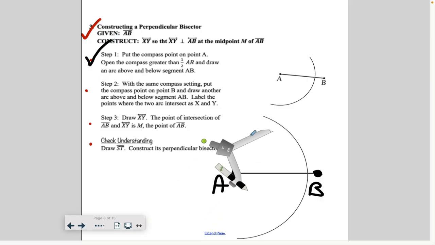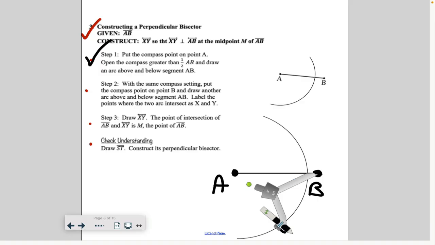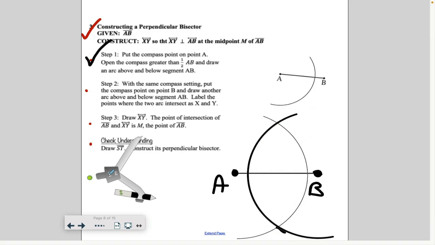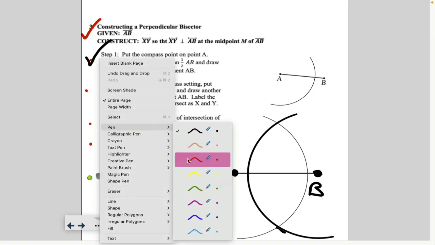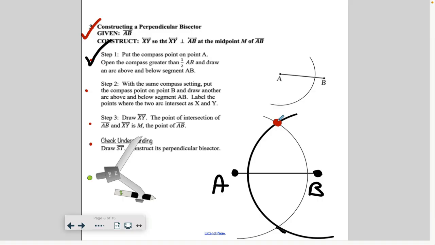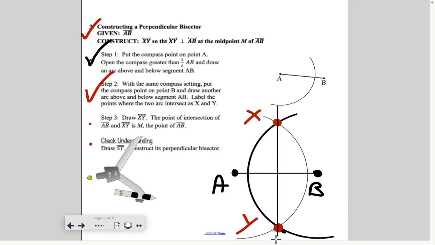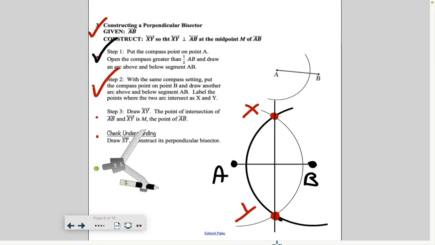Anybody know? Keep the compass setting. And then draw it from B. Oh, what little shape do you have going on here? Oh, wait a minute. There's step two. This is X. This is Y. And then what's it telling me to do? Oh my gosh. Actually, this is easier than yesterday.